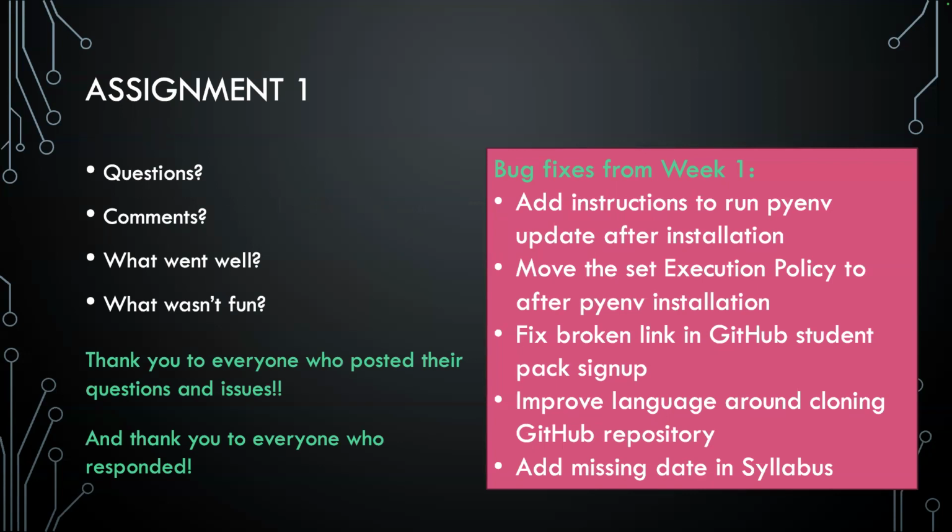The Windows folk called out issues and helped each other out and helped me out. I really appreciate you. I wanted to call out some bug fixes from all of you that got incorporated into the assignment, so they'll be in place for next semester. Adding instructions to update PyEnv after you install it. Moving the set execution policy to after the PyEnv install. I fixed that broken link in the GitHub student pack sign up, so that it doesn't go to a Notion page anymore. That goes to the actual link. Improving some language around cloning the GitHub repository so that it's your own individual one. And then one other bug: adding a missing date in the syllabus. Quiz 8 or something didn't have a due date, so I added that in. It was in the calendar for the course, but now it's also in the syllabus.